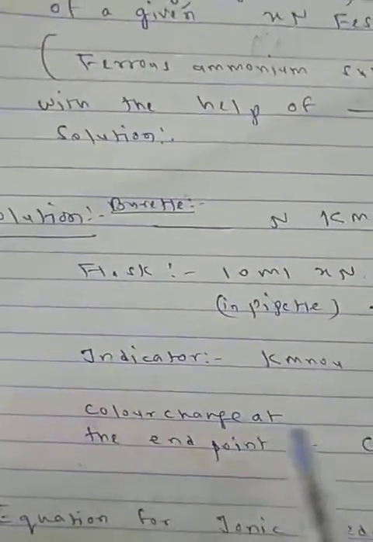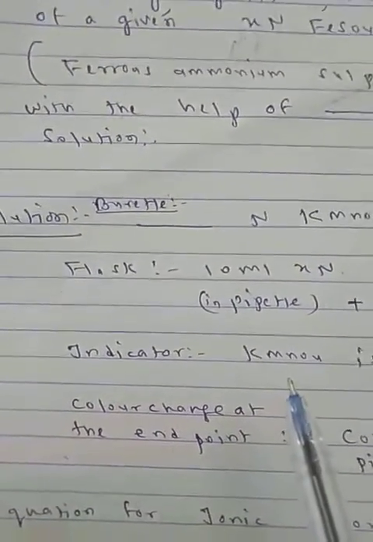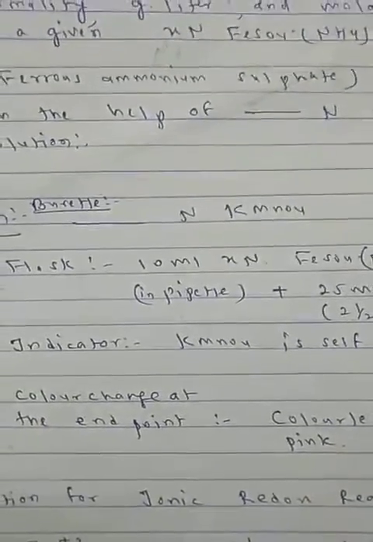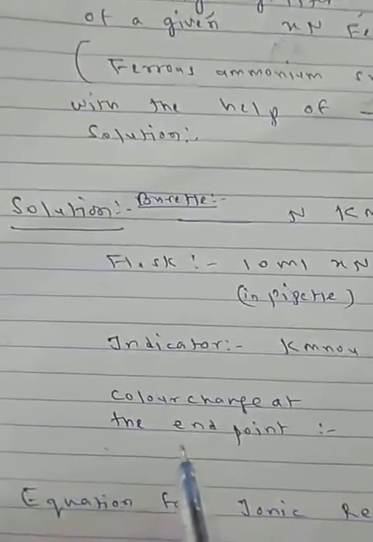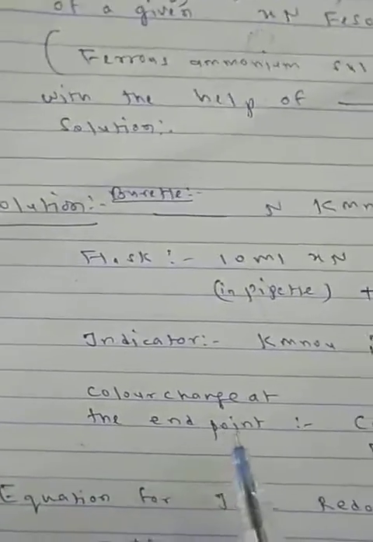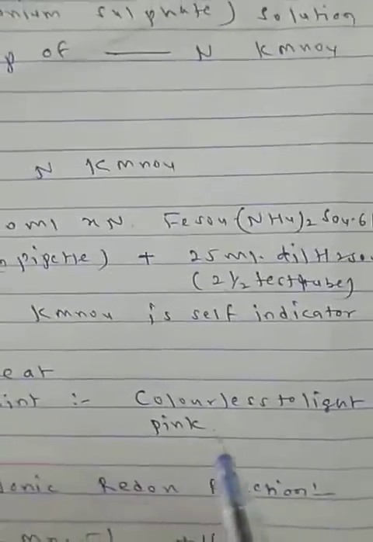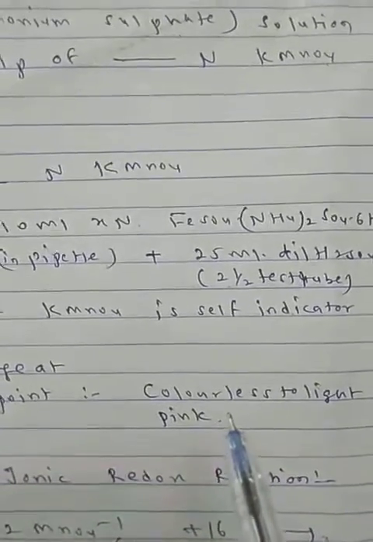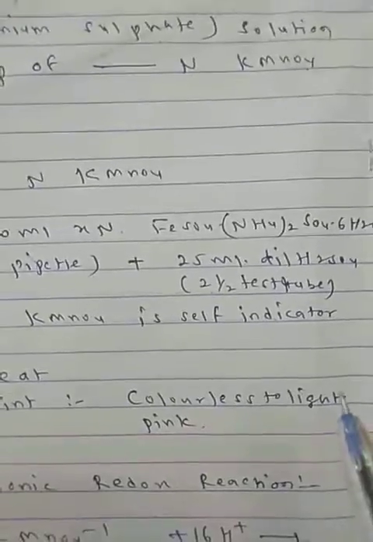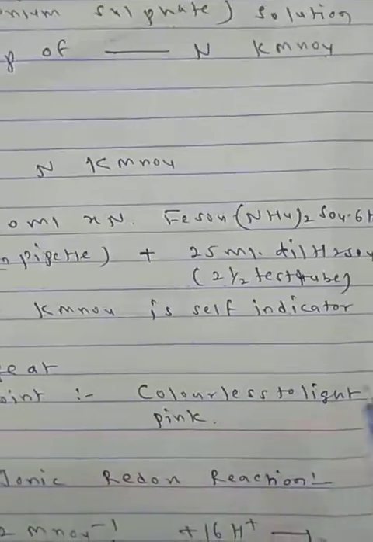Third, indicator. Earlier I taught you KMnO4 works as a self indicator, so there is no need of an extra indicator from outside. What will be the color change at the end point? The color at the start is colorless, then it will go to pink, and at the end point a permanent pink. So colorless to light pink.